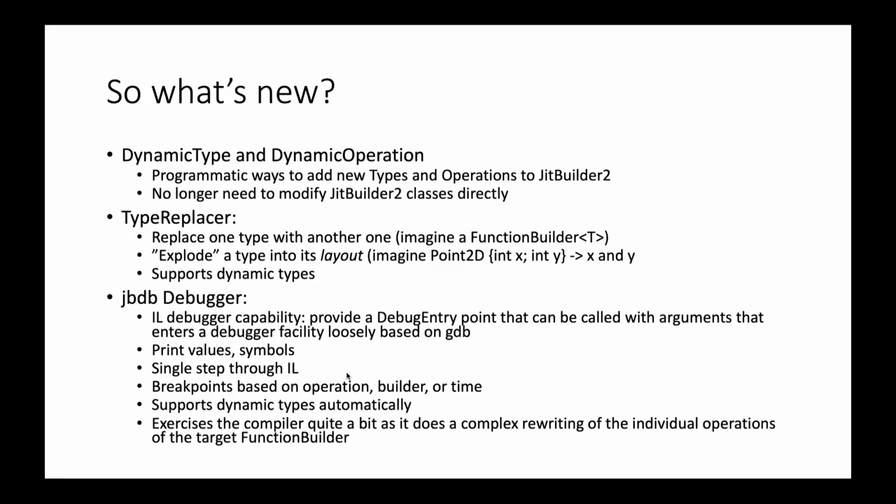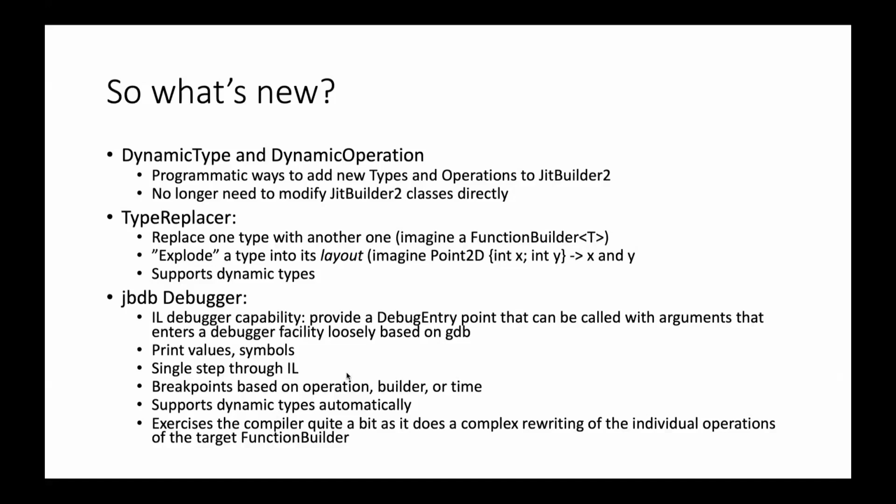So previously, if you were going to add a new type into JitBuilder or a new operation into JitBuilder, you'd basically have to go in and start editing the class files for operation and type and add the new code in there and then compile it all together. And so if you were trying to maintain a compiler that's built on top of JitBuilder 2, it's a little bit more awkward because you're always kind of folding your code into the existing base classes.